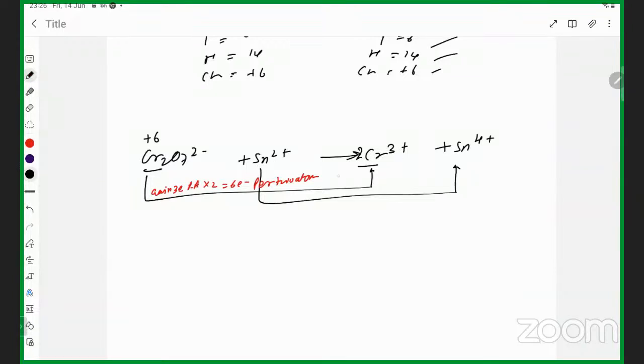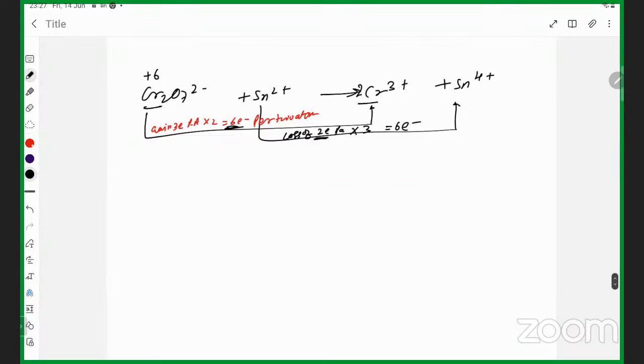Per atom 2 to 4, loss of how many electrons? Loss of 2 electrons per atom. But here 6 is there, here 2 is there, so we have to multiply by 3. So we will get 6 electrons lost and 6 electrons gained. So after multiplying you write down this one: Cr2O7 2 minus plus 3 Sn2 plus gives 2 Cr3 plus plus 3 Sn4 plus. How many oxygen? 7. So here will be 7 H2O. How many hydrogen? 14. So here will be 14 H plus. Now this is the balanced equation.